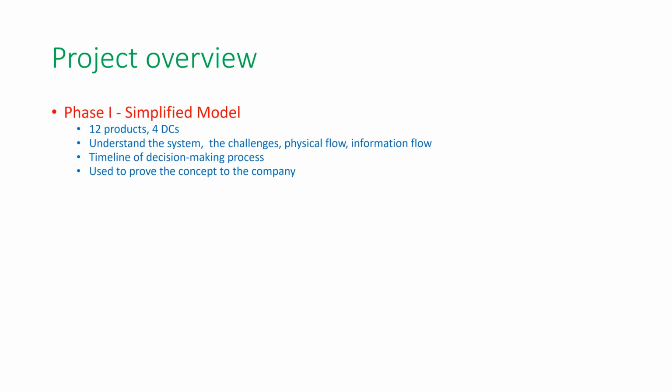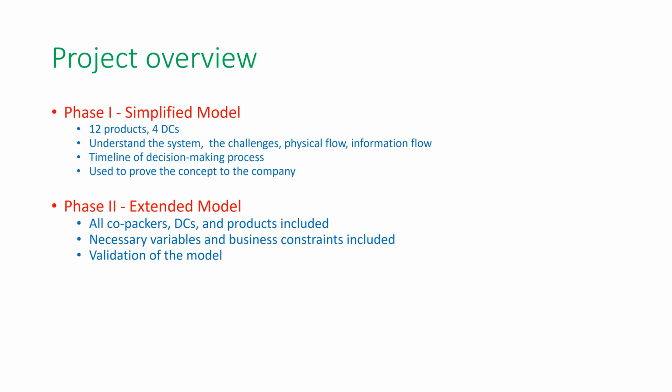So how did we do it? We did it in 3 different phases. In the first phase, we started with a simple model. We took some products and tried to understand the system and challenges, physical flow and information flow. We tried to understand the timeline of the decision-making process: what day of the month the orders come in, and when we need to give the orders to the production facilities to start production. We used this model to prove the concept to the company so that we could get approval to do the second and third phases.